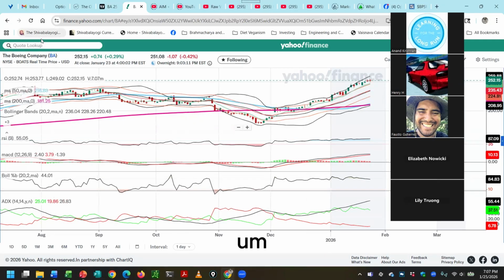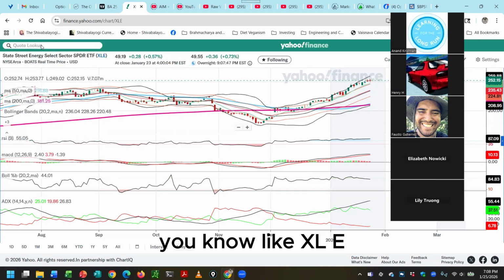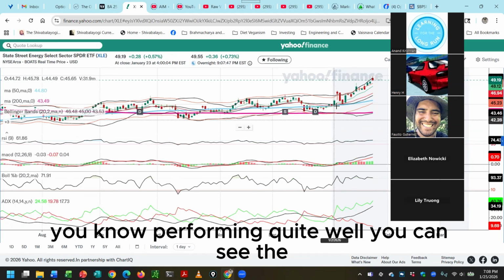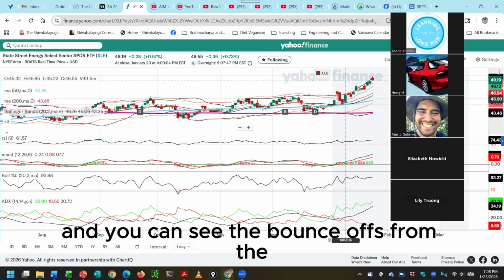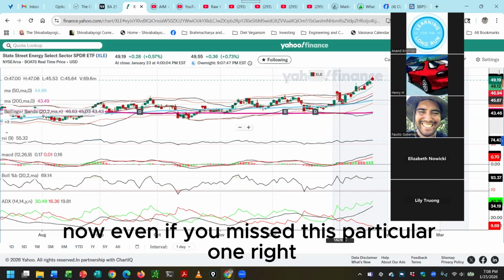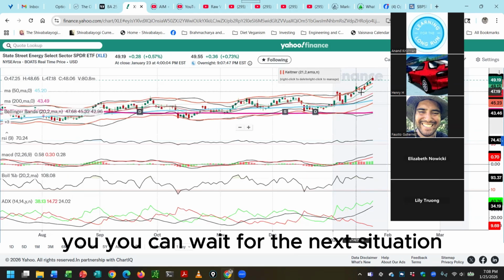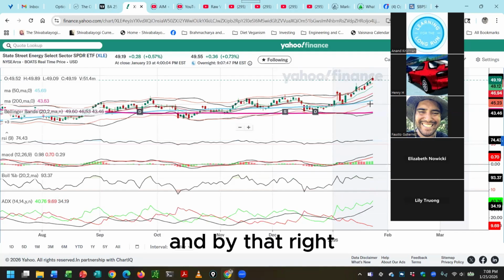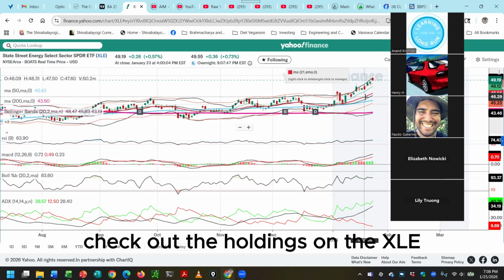Right? So let me just check one, like XLE, which is the energy sector, which has recently been performing quite well. You can see the up move here, and you can see the bounce offs from the 21 and the 8. Now, even if you missed this particular one because it was below 20 or something like that, you can wait for the next situation where it comes either close to or hits the 8 and buy that. But also what you can do is check out the holdings on the XLE.